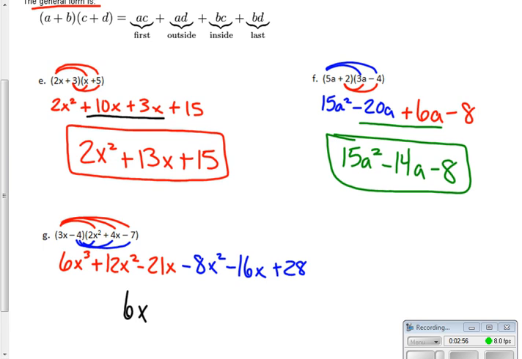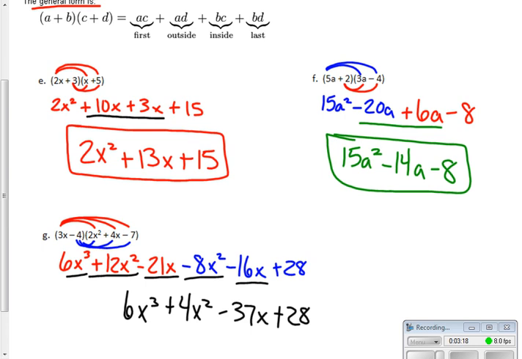Well, we have 6x cubed would be first. Take care of that. Then we look at our x squareds. When we do that, we have 12x squared minus 8x squared. We get a positive 4x squared. We have negative 21x and a negative 16x, which is giving us negative 37x and plus 28. This now is in standard form, and this would be our answer. It doesn't say to put in standard form, but it helps to, especially with one term. It's pretty easy to do.